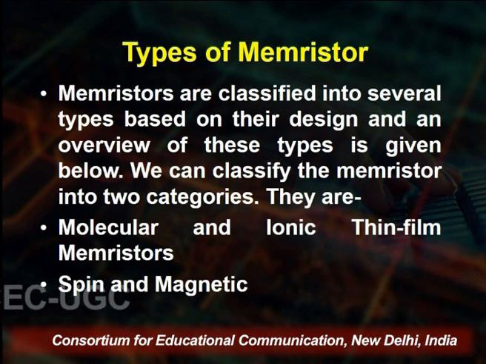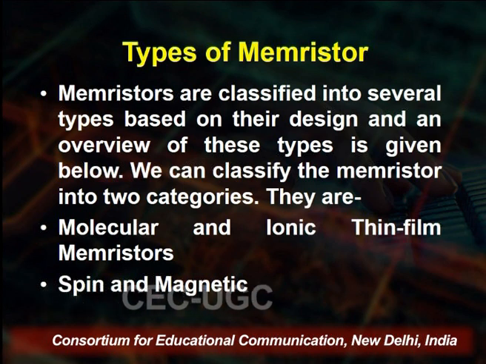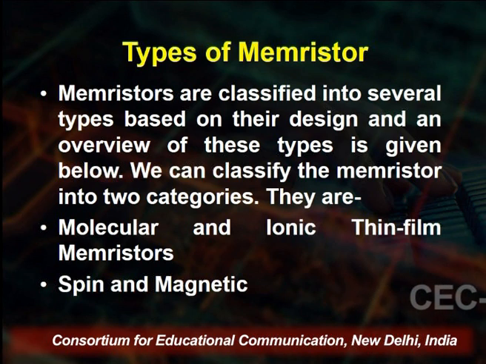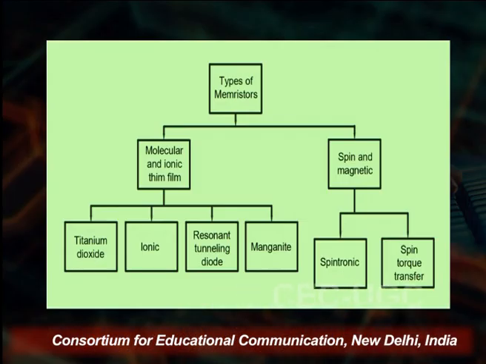One is the molecular and ionic thin film memristor, and the second is the spin and magnetic memristor. So now you have seen on the screen the types of memristor: ionic thin film, and spin and magnetic.